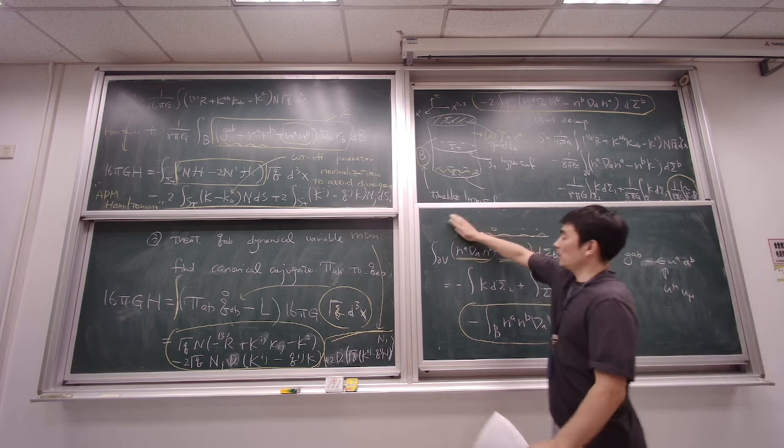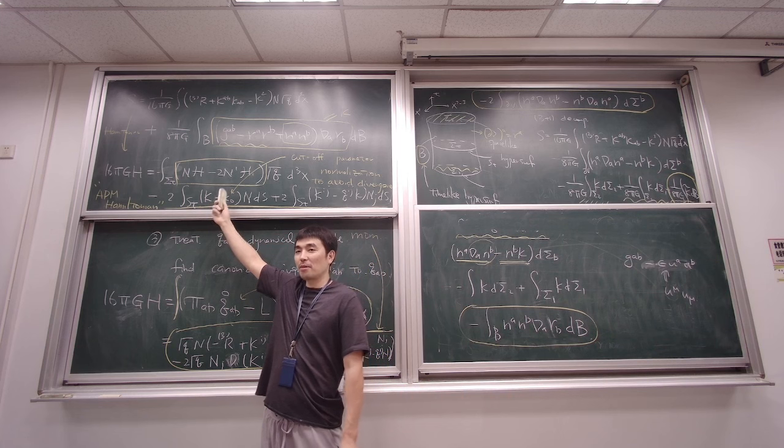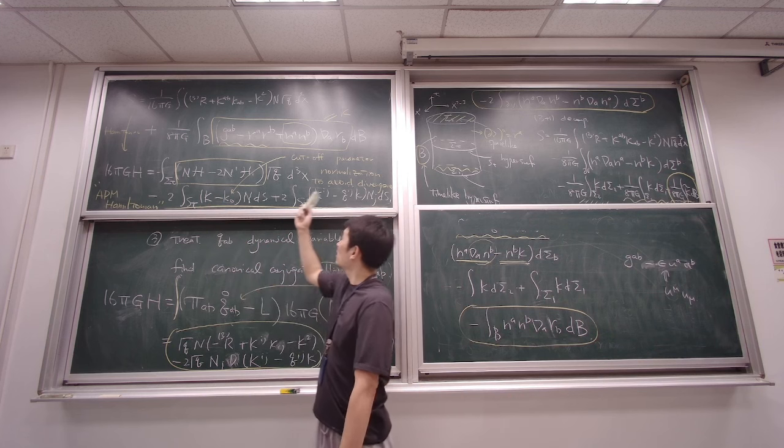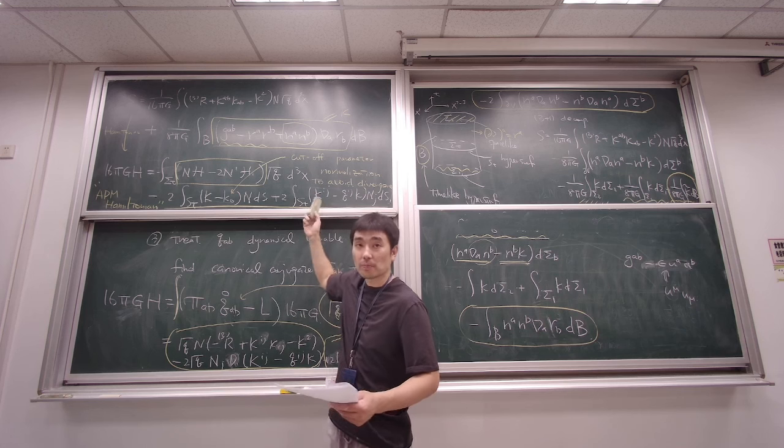And as we will see, the first time we will give you the so-called ADM mass or energy. The second time we will give you the angular momentum.